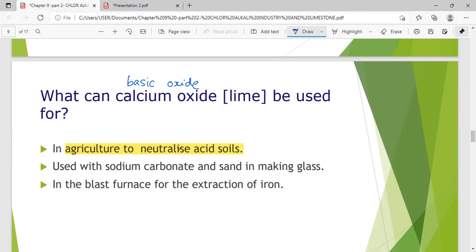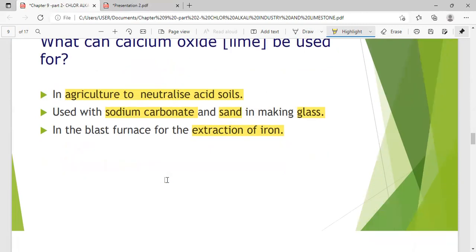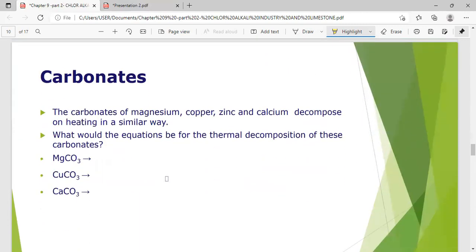Now, calcium oxide can also be used to make glass. It is heated together with sodium carbonate and sand to make glass. In the blast furnace, it is used in the extraction of iron. We've seen in detail how calcium carbonate decomposes to form calcium oxide, and the calcium oxide reacts with acidic impurities to form slag. So these are some uses of calcium oxide.